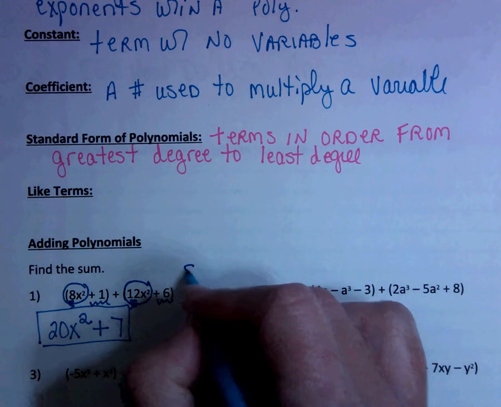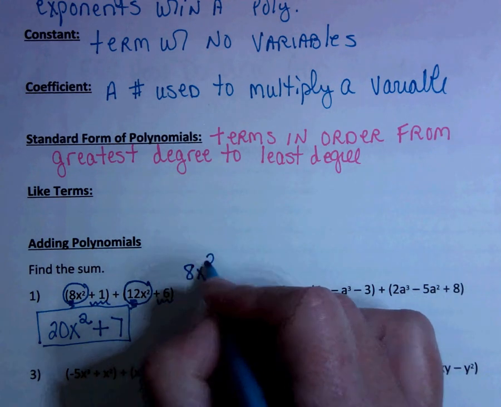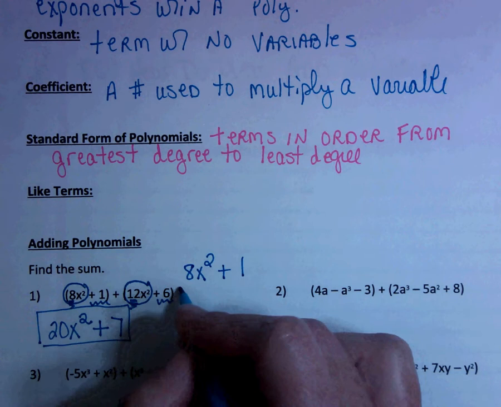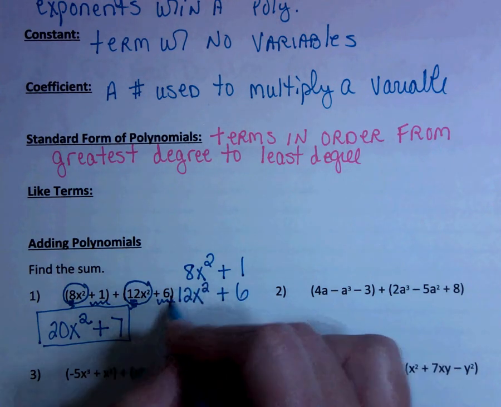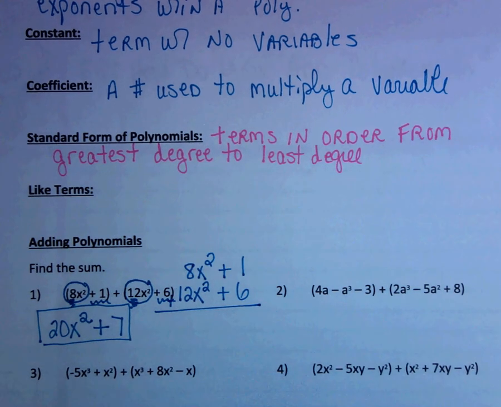I also want you to see sometimes these problems can be set up vertically, where we have like terms lined up underneath one another. And that looks pretty easy, and maybe that might be the better way, but when we start having more terms, or if there's things that aren't like terms, and not everything always lines up, so it gets a little more complicated.